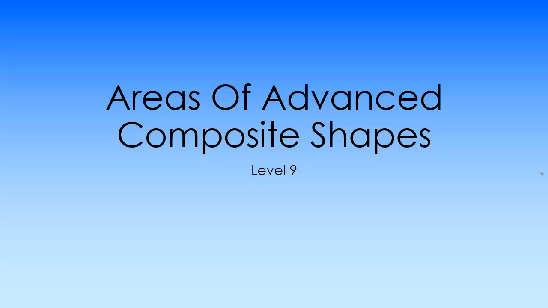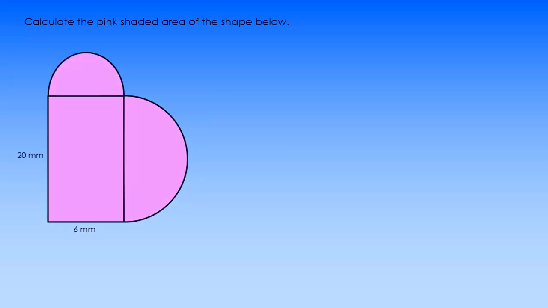Areas of advanced composite shapes. Calculate the pink shaded area of the shape below. So what's that made of? It's made of this rectangle and two semicircles.